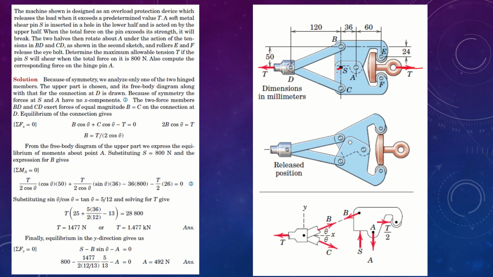The two halves then rotate about point A under the action of tension, that is BD and BC, about this point, as shown in this sketch right here. Now the rollers E and F release the eye bolt. This is the roller E and F. They are going to release this bolt. Determine the maximum allowable tension T if S will shear with a total force of 100 newtons. Also compute the corresponding forces on the hinge pin A.